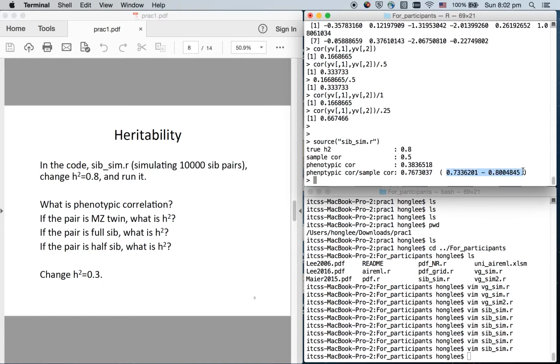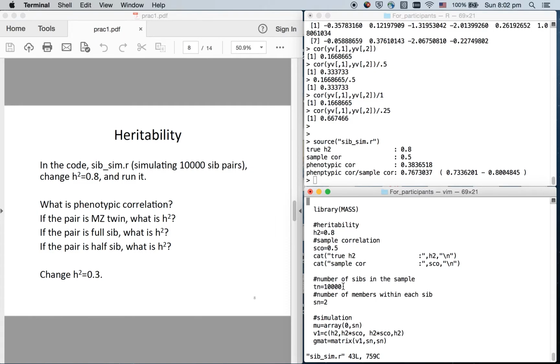So this is a confidence interval, and it includes the true heritability, right? So the estimation is pretty accurate, and it's covered by the confidence interval. But if you increase the number of SIPs, then probably this confidence interval is reduced, and you get more accurate estimations. Maybe we can try, or you can try by yourself.